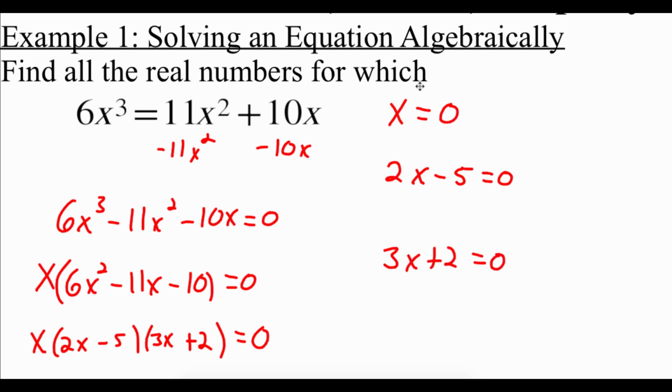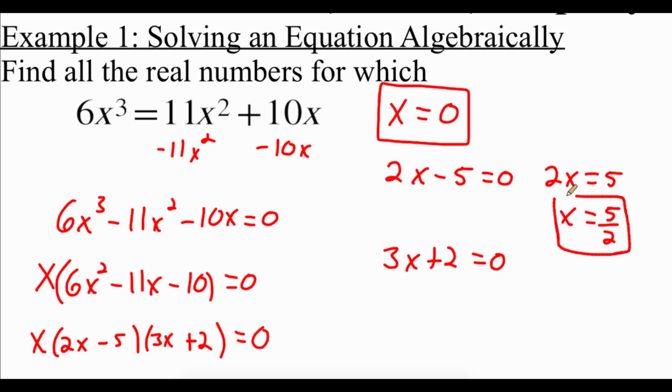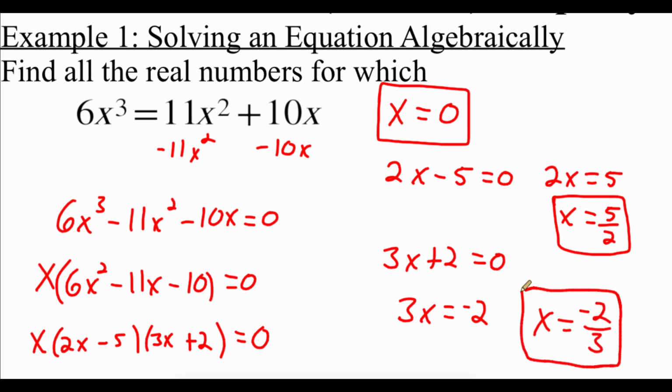Now the first one, we've already got x alone, so there's nothing else that we need to do there. That one's just a solution. On the second one, I'm going to add the 5 over to the other side, so I get 2x equals 5. And then I'll have to divide the 2 over, so I'm going to get x equals 5 halves. So that's a solution. And with this last one, I'm going to have to subtract the 2 over, so I'll get 3x equals negative 2. And then if I divide by the 3, I'm going to get x equals negative 2/3. So there's another solution to this equation.